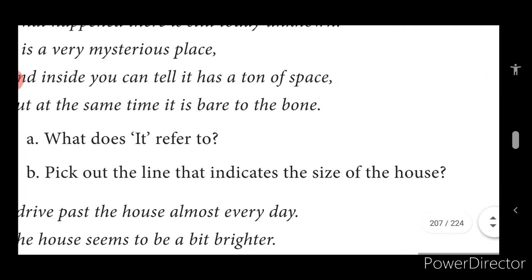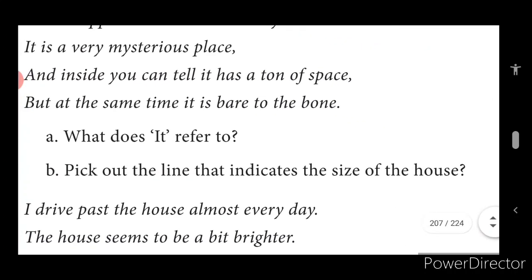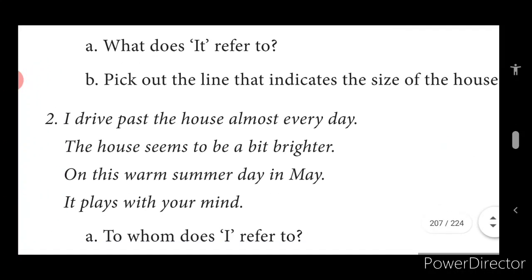Pick up the lines that indicate the size of the house. The poet is asking which line says the house is big. The size of the house, which line says? And inside you can tell it has a ton of space. See, this line indicates the size of the house. The last line says, ton of space. In the sense, you have more space.